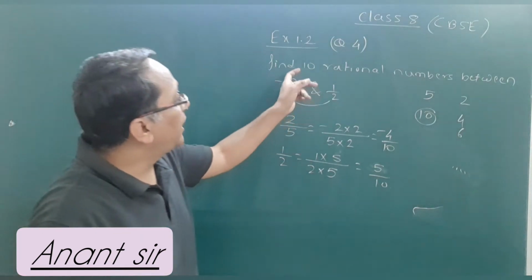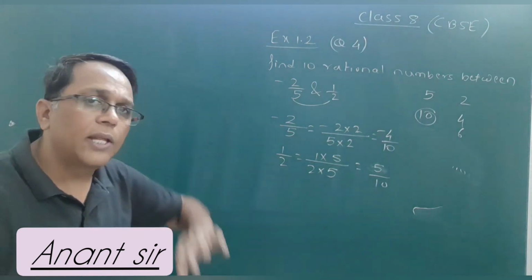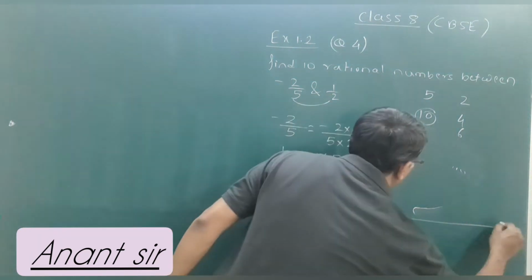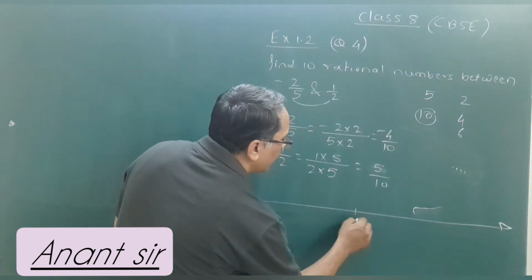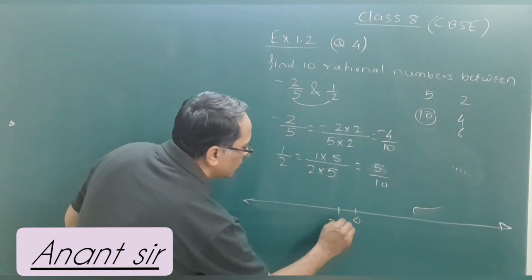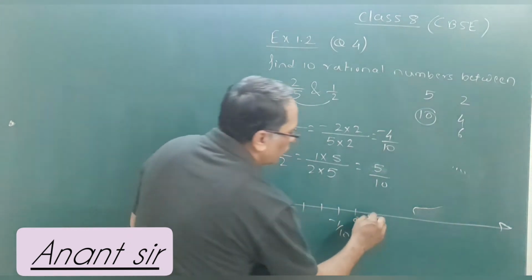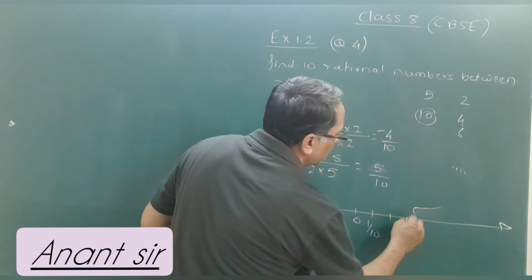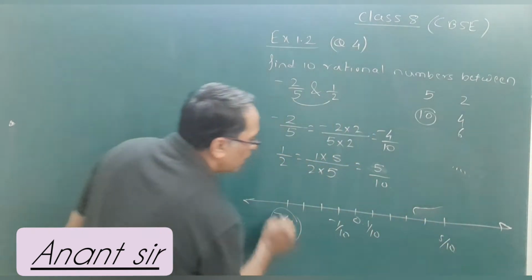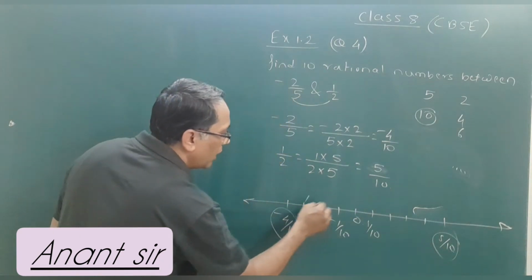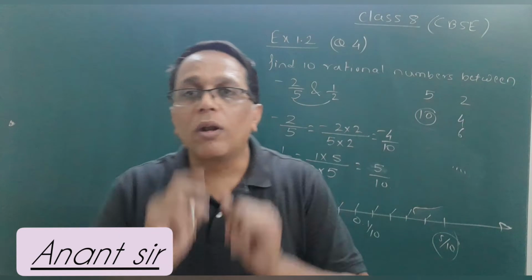But now between minus 4 by 10 and 5 by 10, will I get 10 rational numbers? See, if I draw a number line like this, okay, I have minus 4 by 10 on the left side, minus 1 by 10, minus 2, minus 3, minus 4 by 10. And on the right, 1 by 10, 2 by 10, 3 by 10, 4 by 10, 5 by 10. So how many numbers are there between these two numbers? I have 1, 2, 3, 4, 5, 6, 7, 8. But I want 2 more.